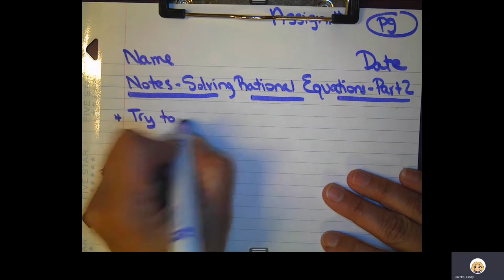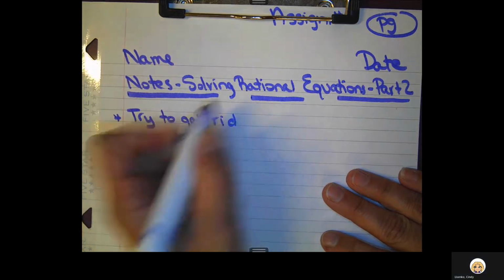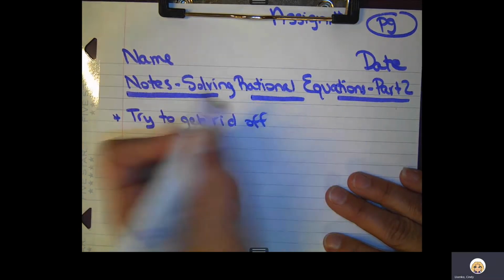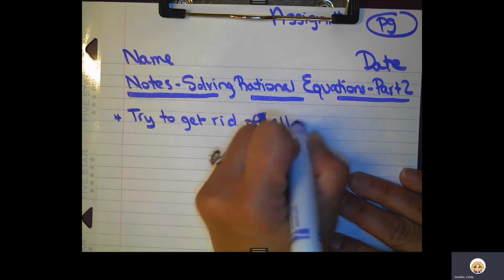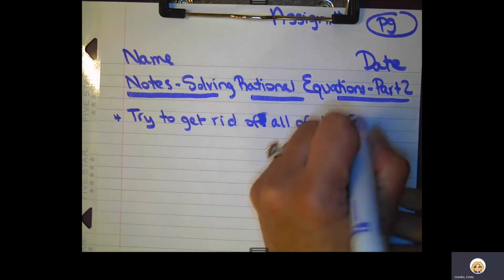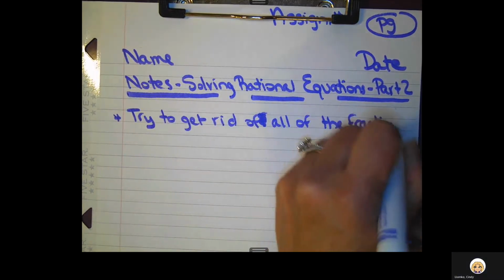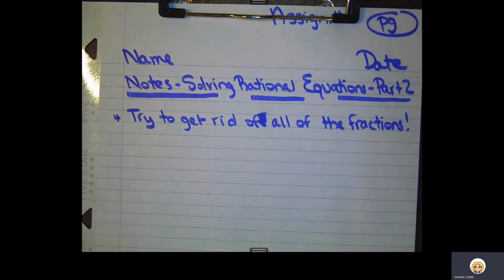Try to get rid of all of the fractions. In the last lesson, we learned that we could cross multiply if there were two ratios, two fractions equal to each other. We also learned that we can multiply everything by the LCD. That is what we're going to be focusing on today.